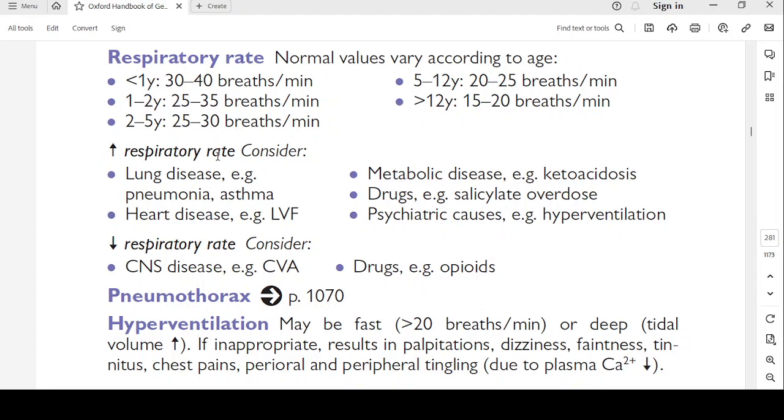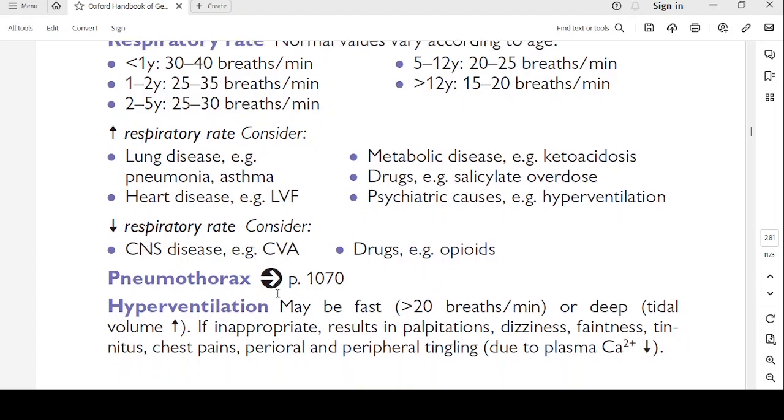When there is an increased respiratory rate, consider lung disease like pneumonia or asthma, heart disease like left ventricular failure, metabolic diseases like ketoacidosis, drugs like salicylate overdose, and psychiatric causes like hyperventilation. If there is a decreased respiratory rate, consider CNS disease like CVA or drugs like opioid use.